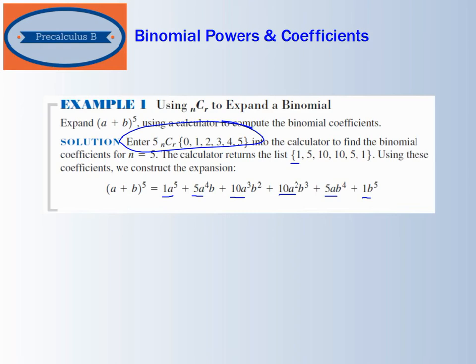So if we wanted to do a plus b to the 6th, it would just be 6 choose 0 to 6 to get the coefficients, and then we do the exponents 6, 5, 4, 3, 2, 1 for a, and then 0, 1, 2, 3, 4, 5, 6 for b.